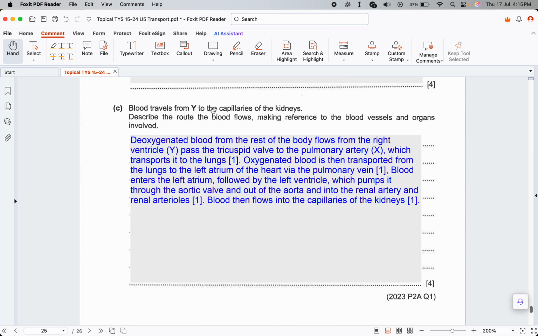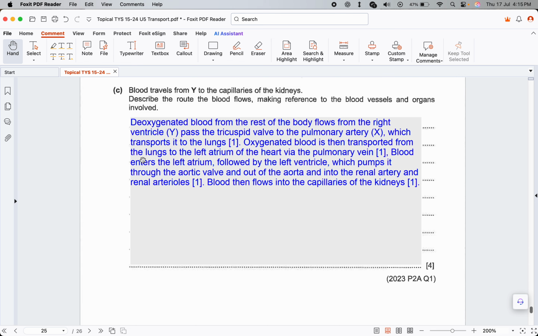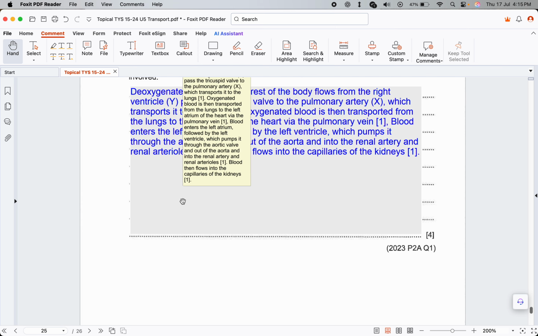Blood travels from Y to the capillaries of the kidney. Describe the route of the blood flow, making reference to the blood vessels and organs involved. Again, it's quite similar to the question that we have done above, so I won't talk too much about it.